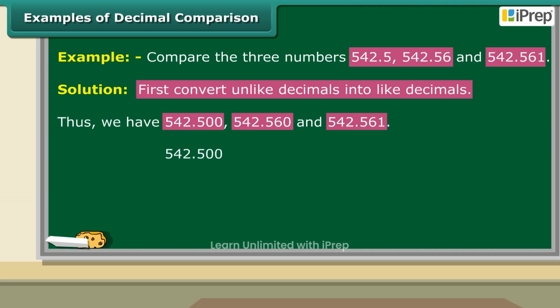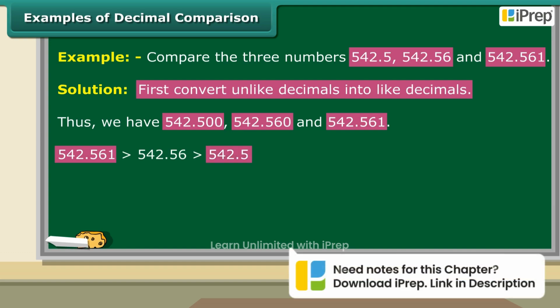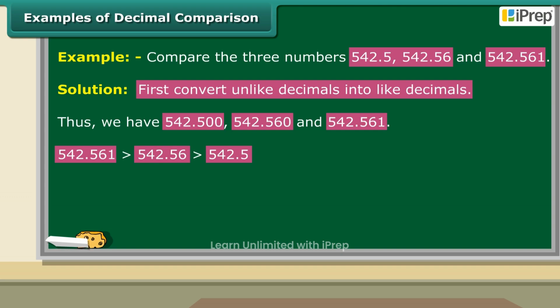The first number represents 500 thousandths, the second number represents 560 thousandths, and the third number represents 561 thousandths. So, 542.561 is greater than 542.5 and 542.56.